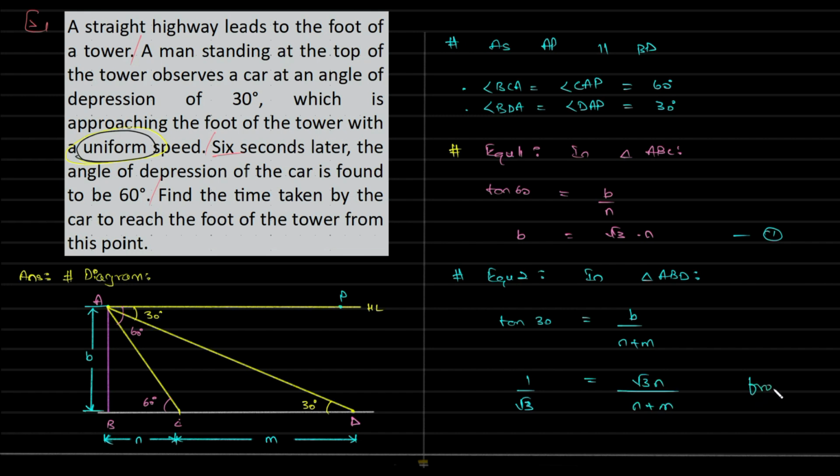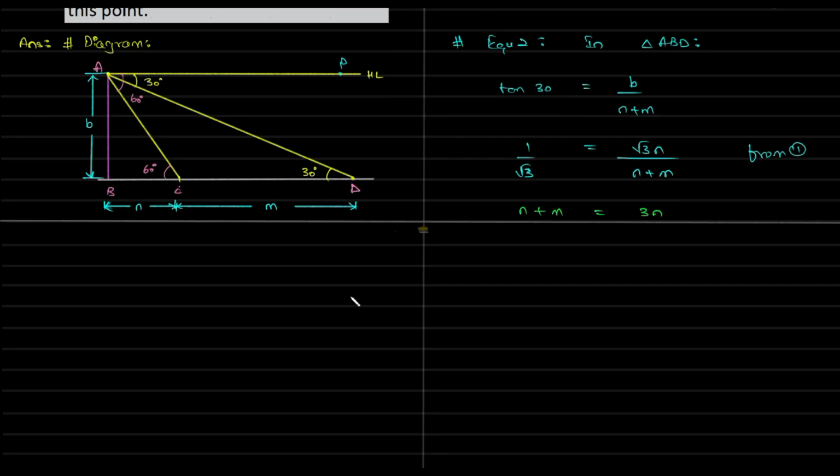This is from 1, right? So now all we have to do is cross multiply: n plus m is equal to root 3 into root 3, which is 3, into n. So now just rearrange: 2n is equal to m. That is, if n is 10 meters, this is 20 meters.